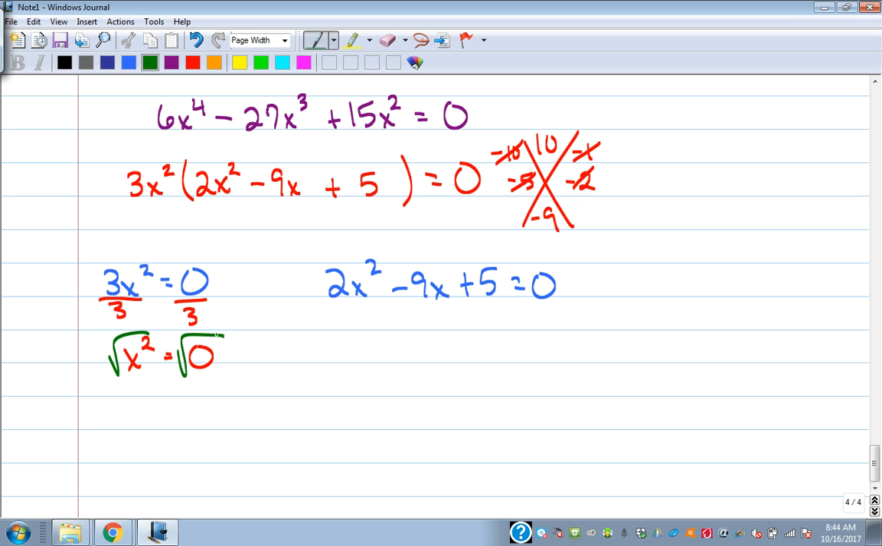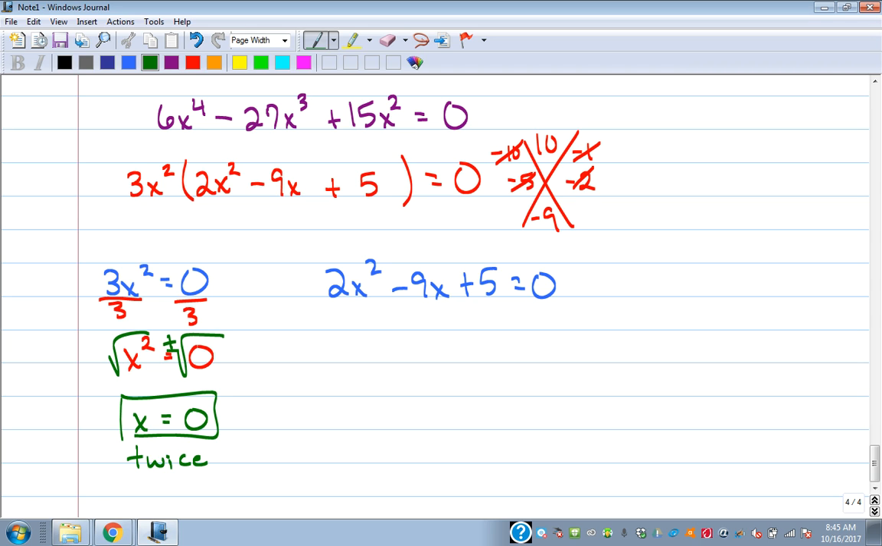Take the square root. Technically, there should be a plus or minus in front of this. But is 0 positive or negative? No, it's neither of those. So when you do that, it's x equals 0. That counts twice because it came from x squared. And we know it counts twice. That's why we're saying x equals 0 twice.